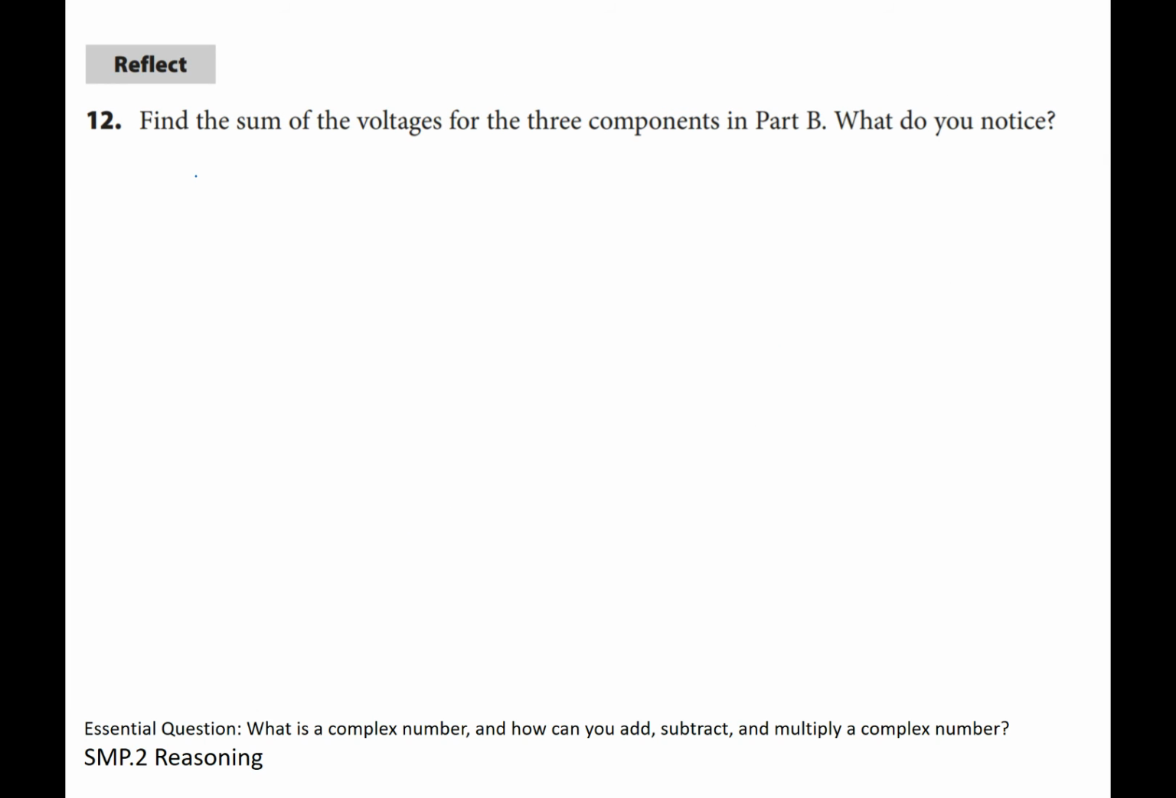So we've got 96 plus 48i, plus -36 plus 72i, and then plus 60 minus 120i. You could put parentheses in there if you wanted to separate each number, but that's not necessary. All right, we're going to combine like terms.